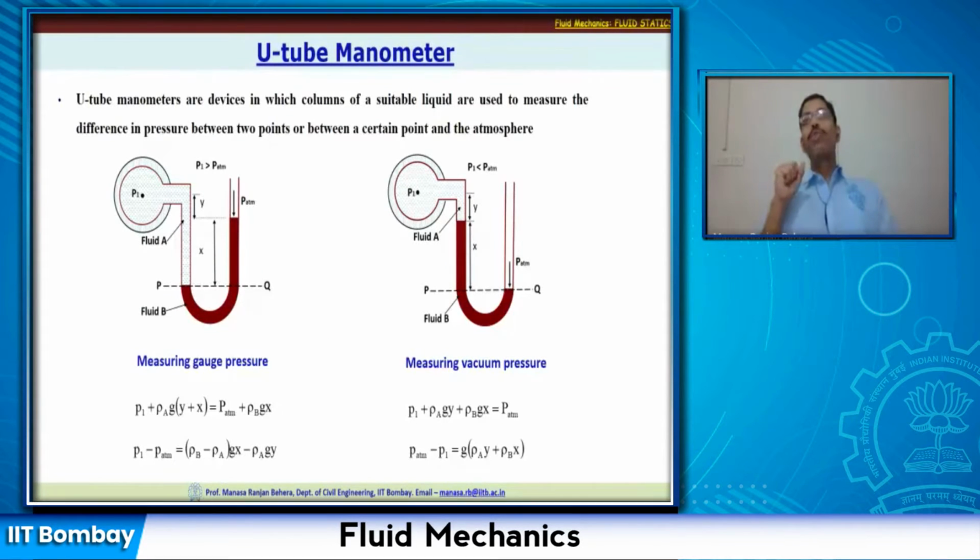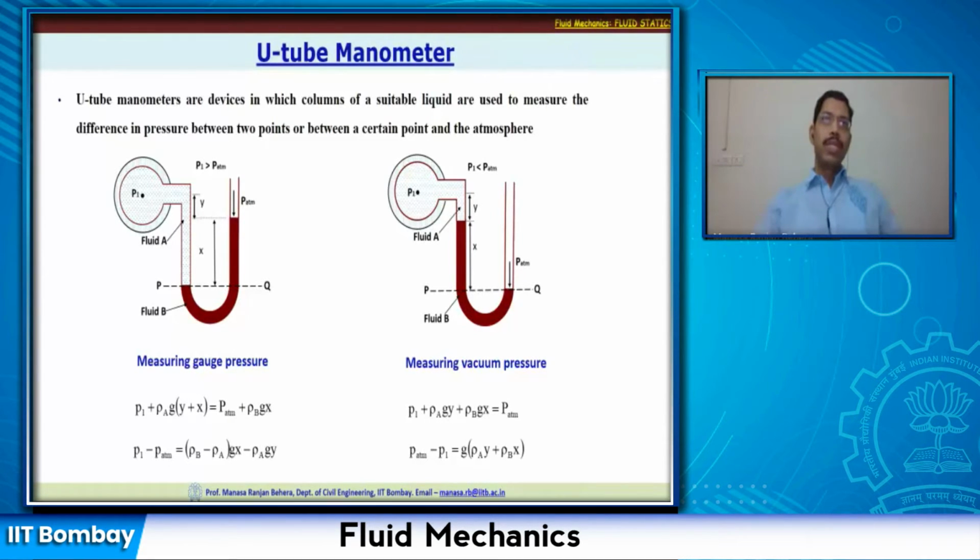This is called U-tube manometer. So, when you cannot really use piezometer, or your pressure is so high that you cannot have such a long tube, then you resort to this U-tube manometers. And in case of U-tube manometers, you can see that it has a form of U, and you have two different fluids, fluid A and fluid B.